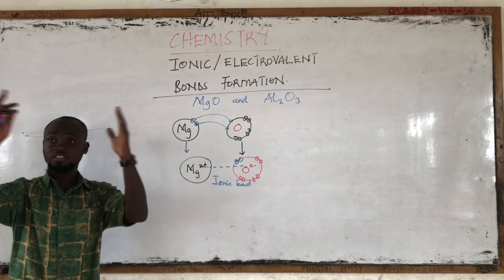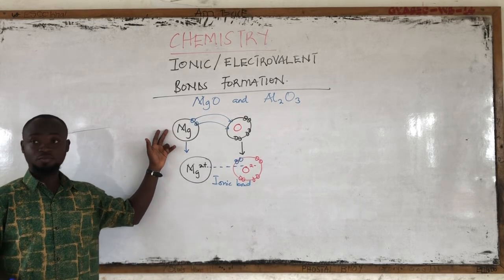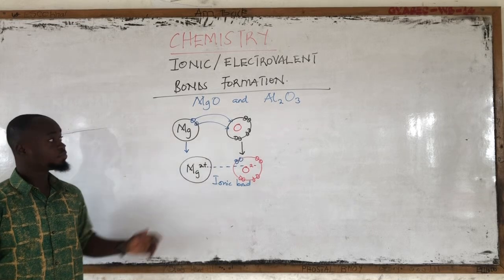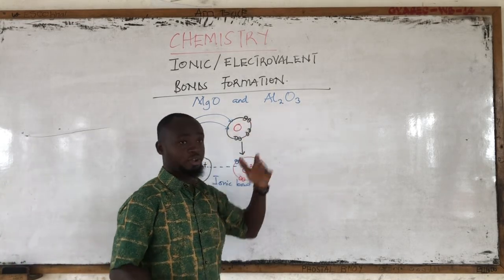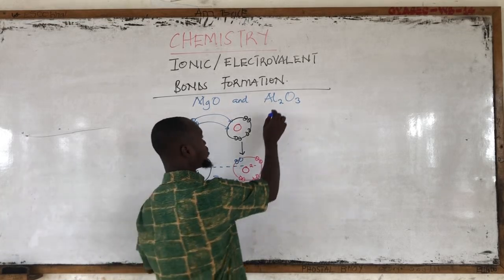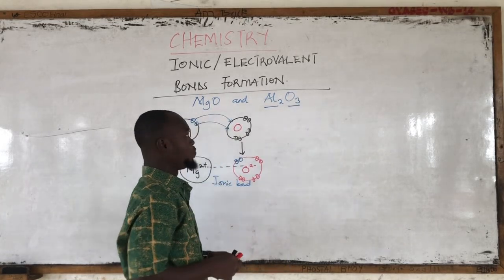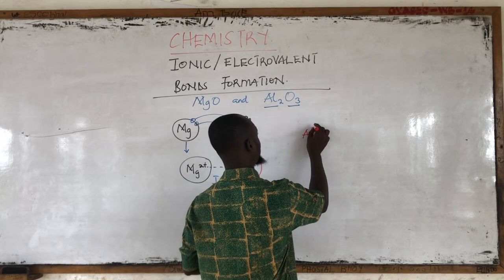We can choose to use all the shells. Is that okay? But I'm just using the last shell and its valence electron for easy demonstration. Is that okay? Again, let's consider Al₂O₃. In this one, we have 2 atoms of Al and then 3 atoms of what? O. So let's write Al.